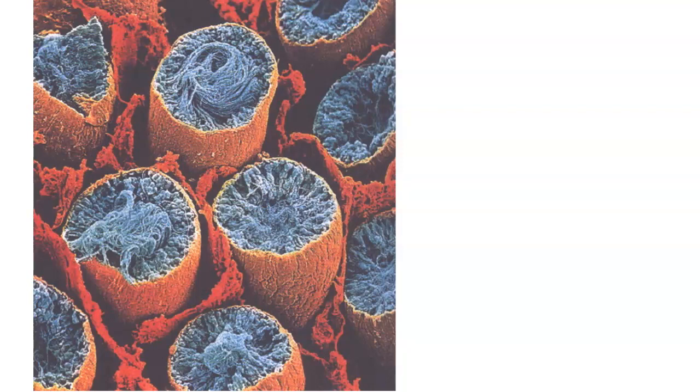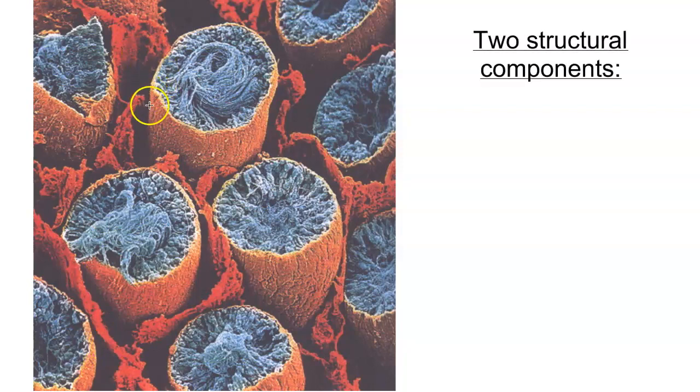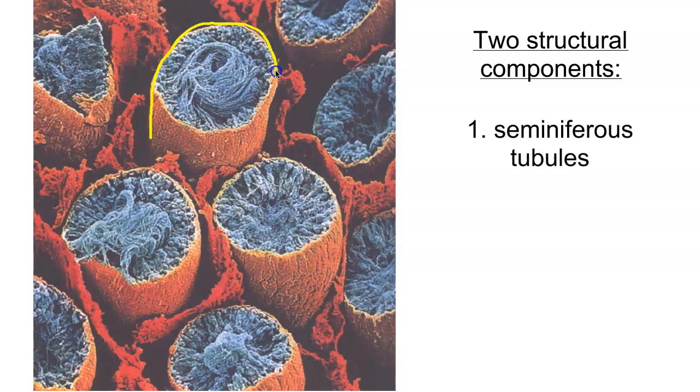This is an electron micrograph of the structure of the testes, and in this photo you can really see that in the testes there are two main structures. There are the seminiferous tubules, which are these cylindrical structures. The seminiferous tubules are where sperm production takes place.